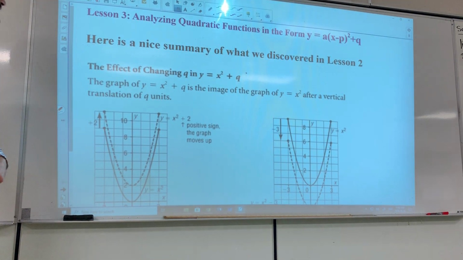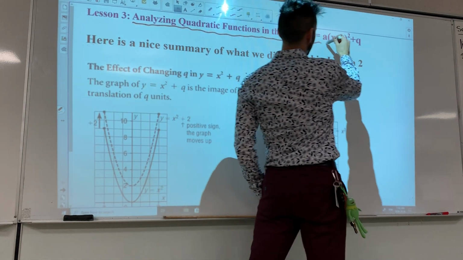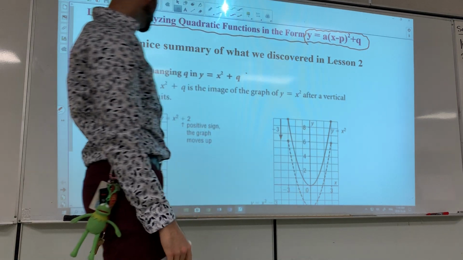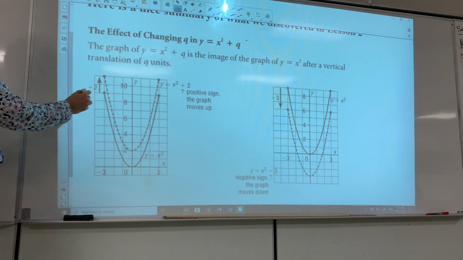We're on? Okay. So we're doing lesson 3. We're going to be analyzing quadratics again more formally, and we're going to talk more about this quadratic formula here. That's this format that I showed you guys yesterday. Okay? So the first transformation we looked at was this one here.